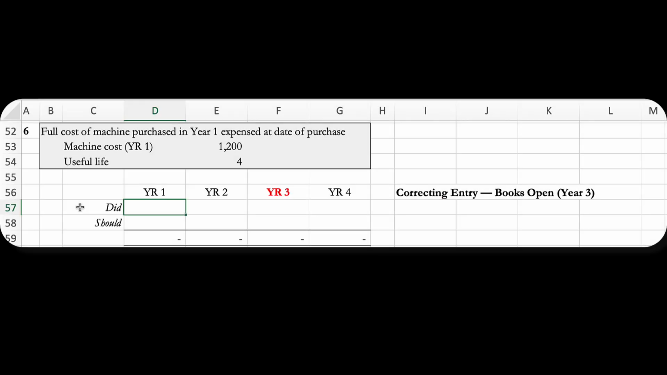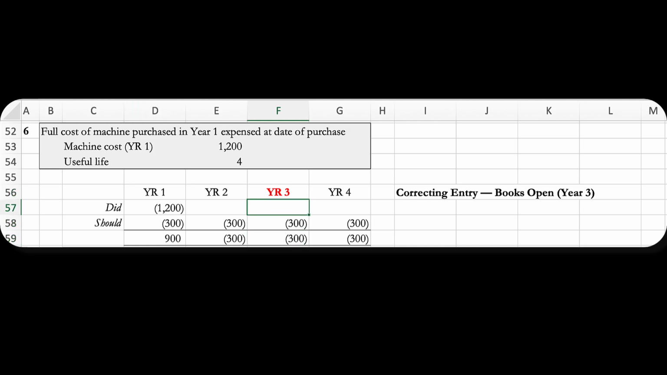In error number 6, we have a machine that was $1,200 that was purchased in year 1, and it was improperly expensed on the date of purchase. So what did they do? They expensed $1,200. What should they have done? They should have expensed that $1,200 over the course of 4 years. So each of these 4 years should have a $300 expense in them. And we can see here that after 4 years, the error would wash out to 0. But in the current year, we should be recording $300 of expense, but we actually did nothing.